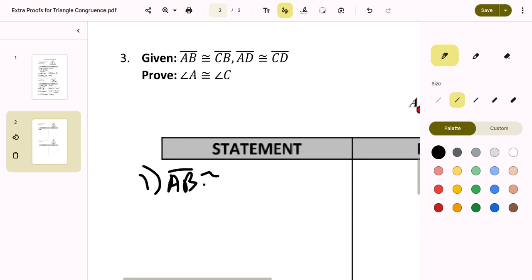So A to B is congruent to C to B, and A to D is congruent to C to D.